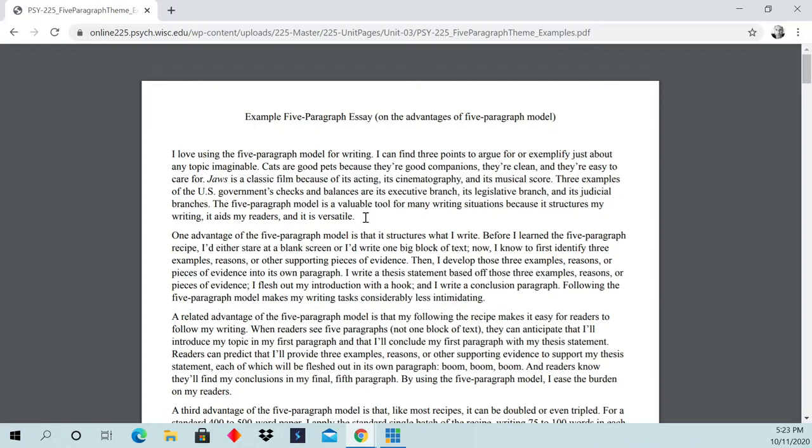So this person's just given us background on a 5-paragraph essay, basically saying, hey, listen, I can write just about anything. I can write on cats. I can write on Jaws, the movie. I can write on the U.S.